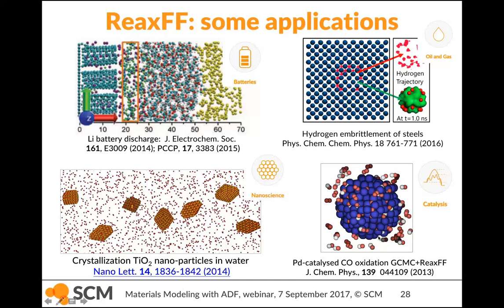And this one I also talk about a little bit more in detail later on, but that's looking at a palladium nanoparticle doing catalysis under ambient, or actually reactor pressures and temperatures.